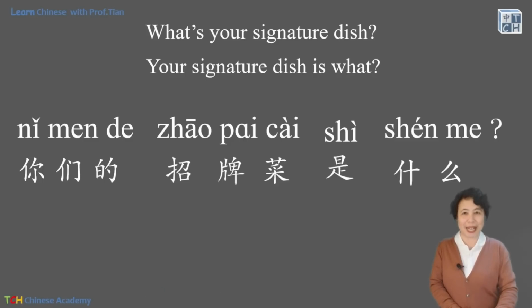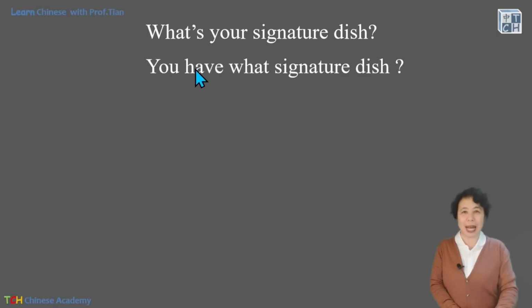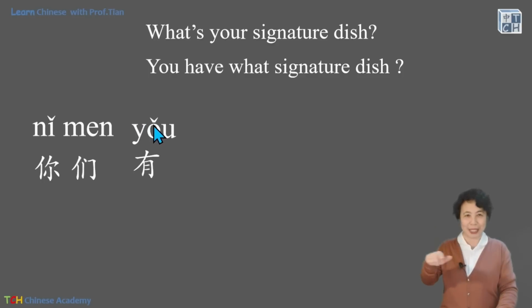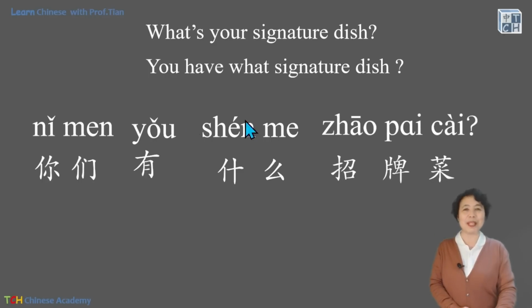Actually, we have another way to ask the same question. So, what's your signature dish? This time we can say, you have what signature dish? Based on this Chinese pattern, let's put the characters there. 你们, that's you. And have is 有, third tone. And what? We have learned that in the previous sentence. That is 什么. And signature dish, we already know that. That is 招牌菜. Put them together: 你们有什么招牌菜?